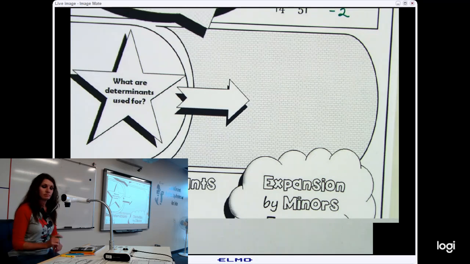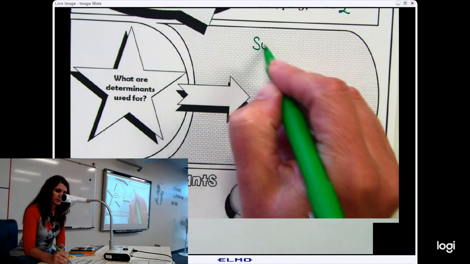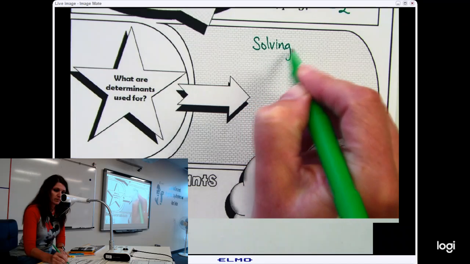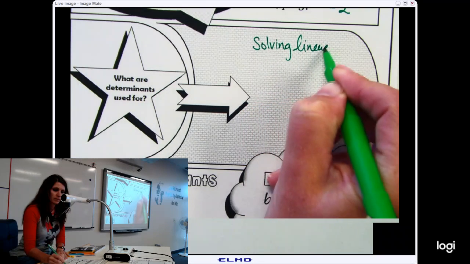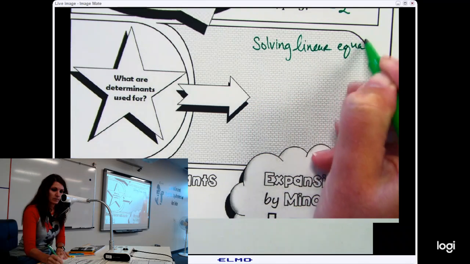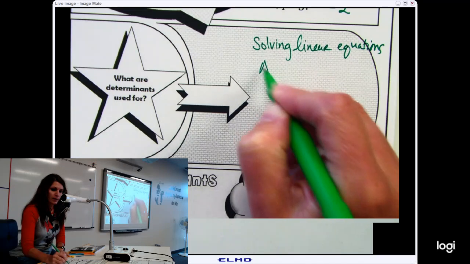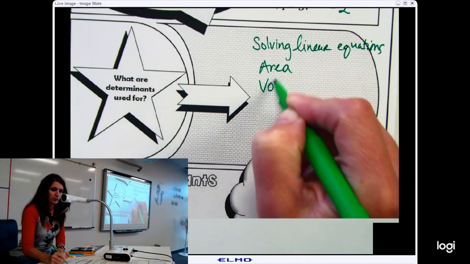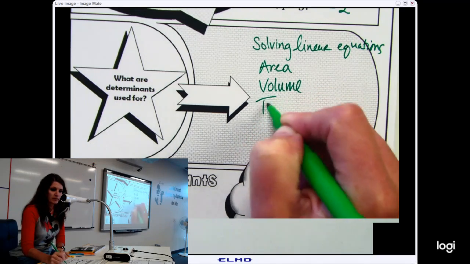Solving linear equations. Capturing how linear transformation changes area or volume. Area, volume, translations.